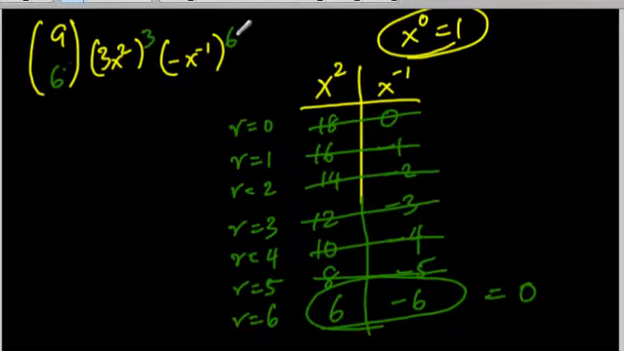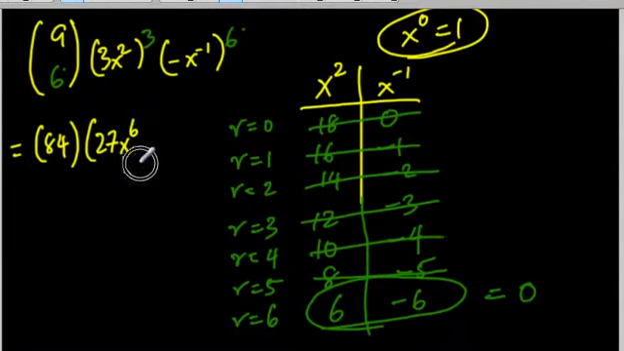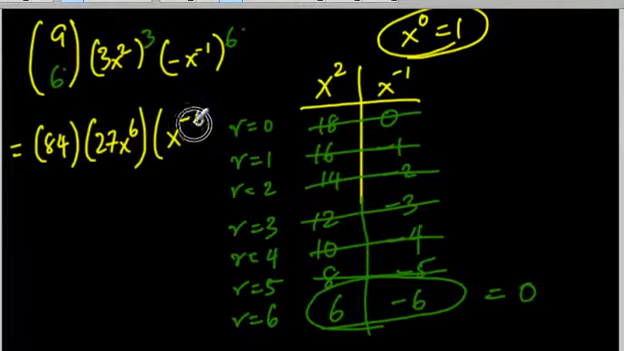Since this is the one that we want, let's expand this. 9 choose 6 is equal to 84. 3x squared to the power of 3 is equal to 27x cubed, or x to the power of 6, sorry. And this one will simply become positive, because it's to an even exponent, x to the power of negative 6, right?